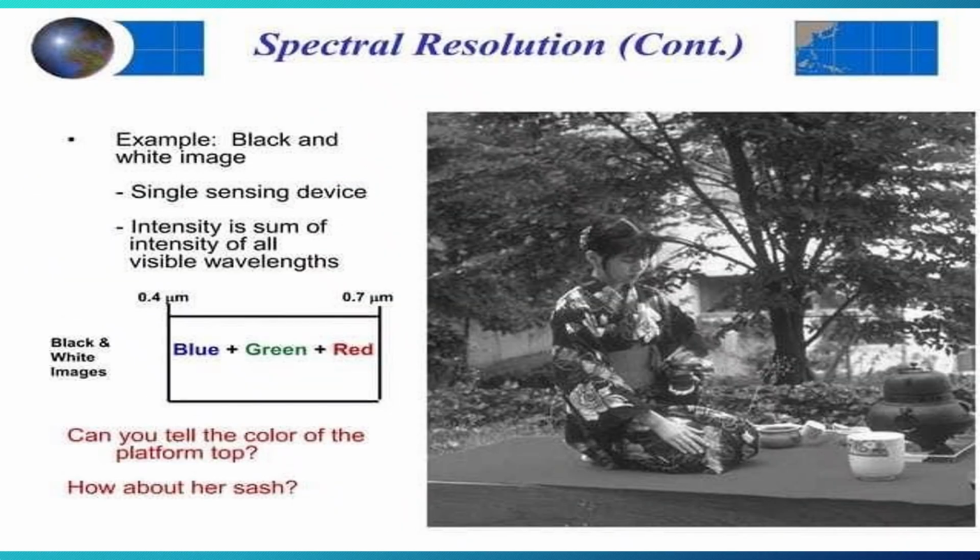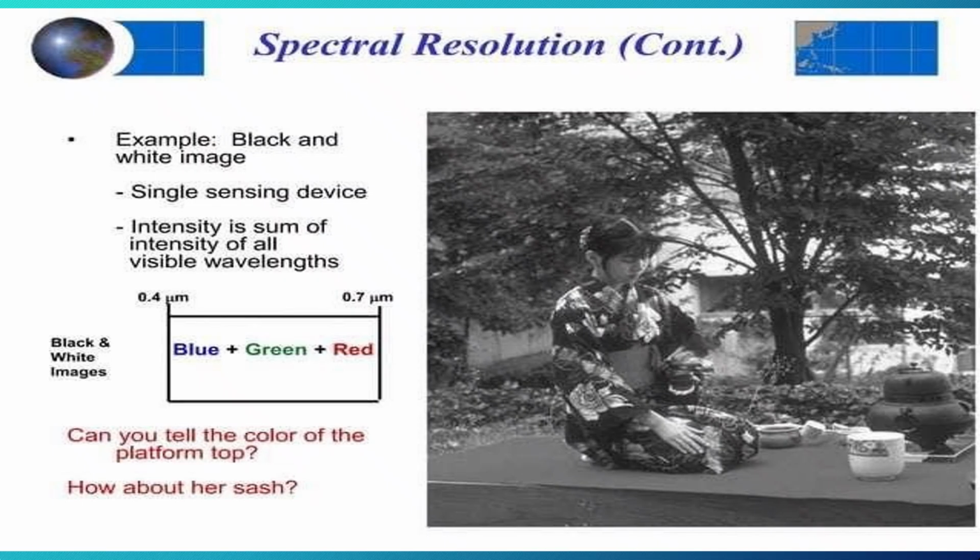This slide further explains spectral resolution using a black and white image as an example. A black and white image is captured using a single sensing device, and the pixel intensity represents the combined intensity of all visible wavelengths, blue, green, and red. Since all colors are merged into one band, we cannot distinguish actual colors in the image.